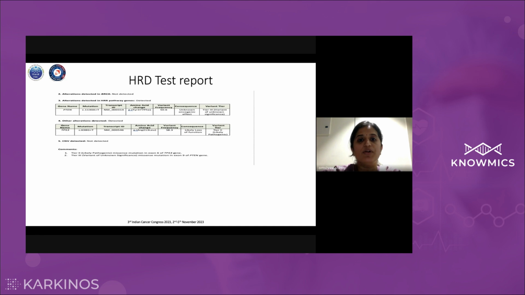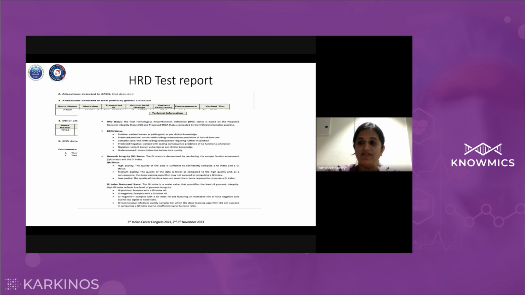This talks about one gene, which is PTEN. That is a variant of unknown significance, and it is a tier 3 variant. This is just to show you how the alterations need to be written in a molecular report. There are also other alterations; this particular gene, PTEN, is in the HRR pathway. The next one is TP53, which is a tier 2 variant. And then we have written that CNV is not detected, and there are comments. Next, please.